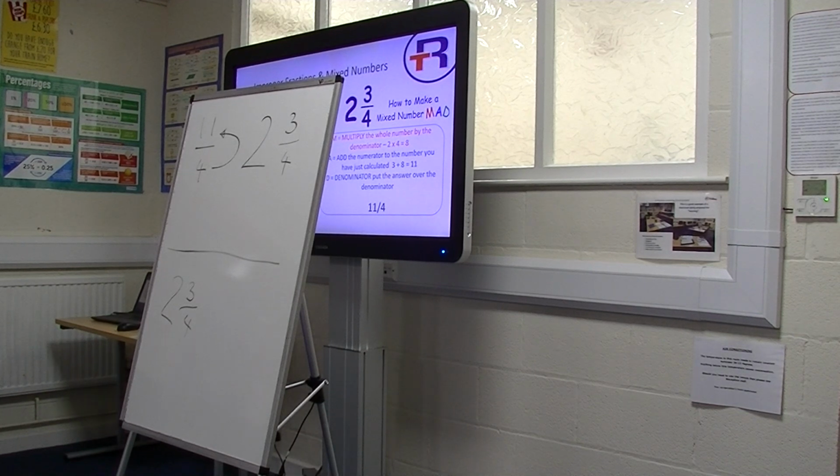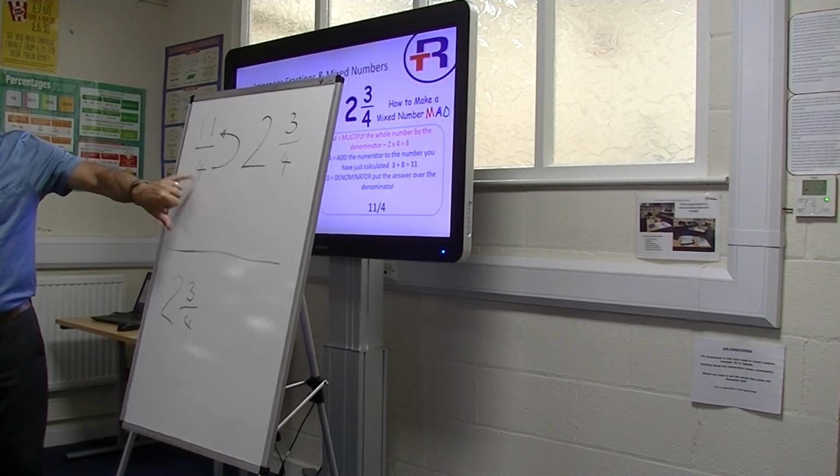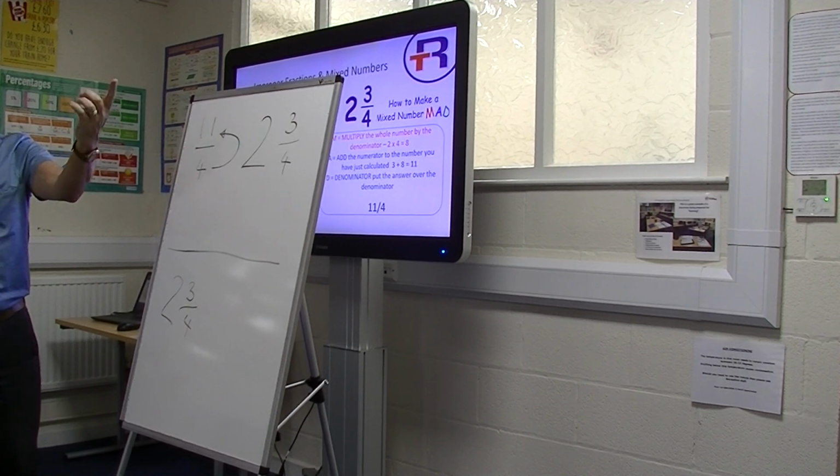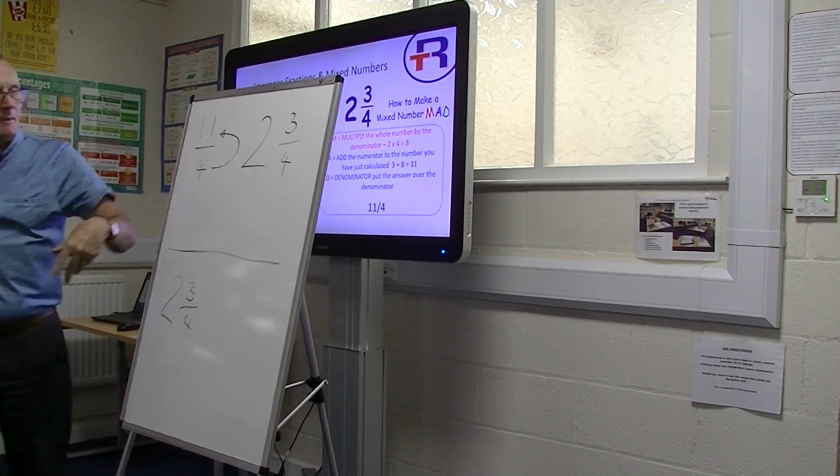Does that make it a bit clearer? Quite simply, you say how many bottom numbers go into the top number, and then the remainder goes over the bottom number. Okay?